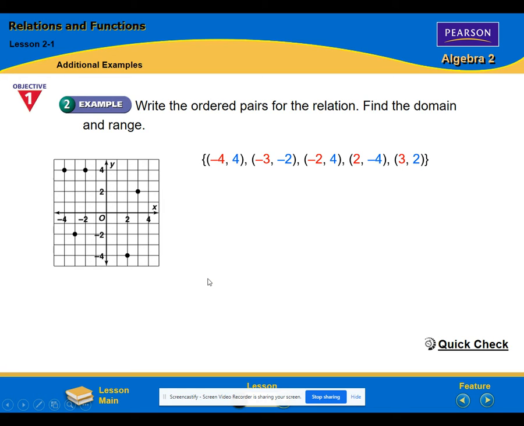Now again, domain is all possible inputs or all possible x's in this case, and that would be all of the red numbers. By the way, you do not need to repeat them. If there's a repeat, you do not need to repeat them when you list them in the domain. So the domain would simply be negative 4, negative 3, negative 2, 2, and 3. And again, you want to use braces like this. This is the kind of notation that we use for domain and range.